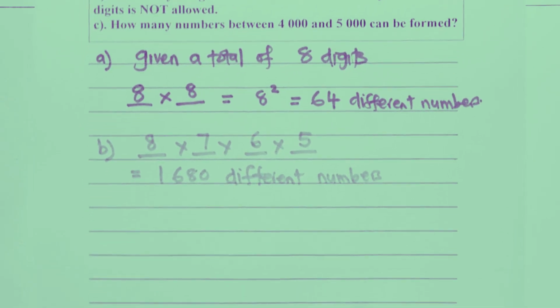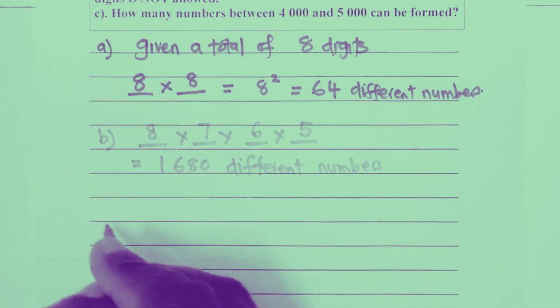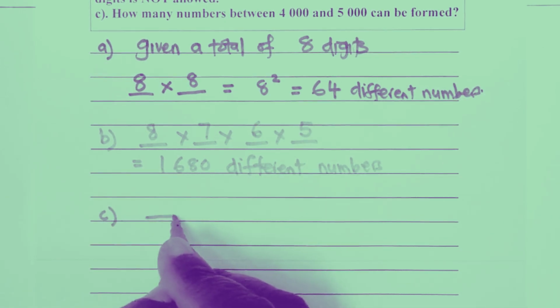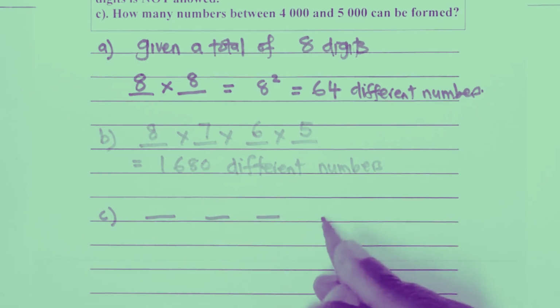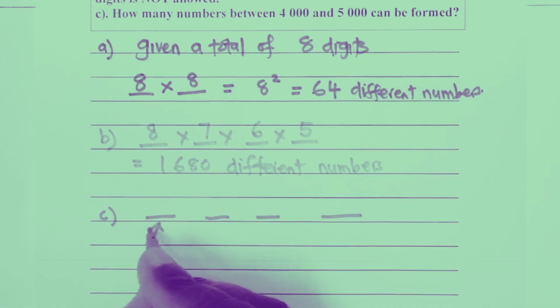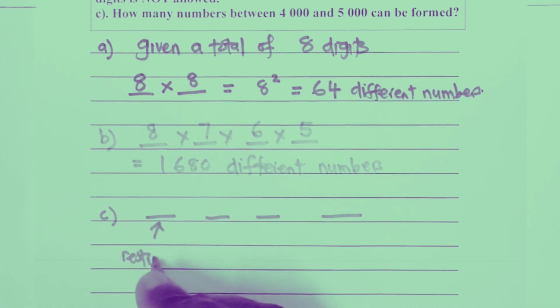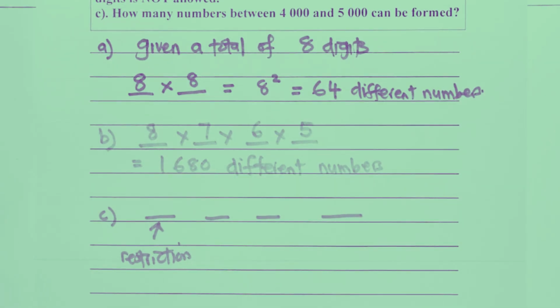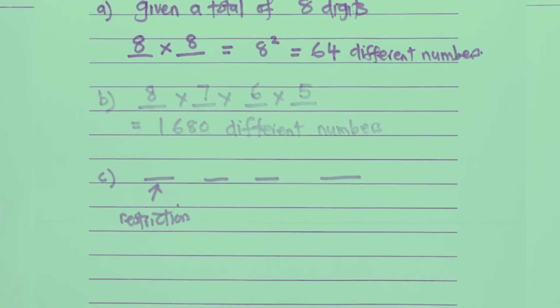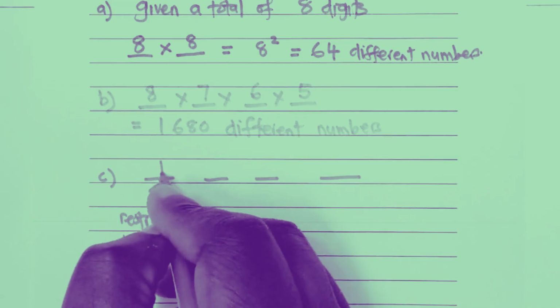And if we look at our numbers here that we need to form, they are going to have 4 digits. So I'm going to put 4 positions. But because the number is between 4,000 and 5,000, it means we have a restriction on the first position. And in this first position, we can only put 4. So this one here can only be done in one way.